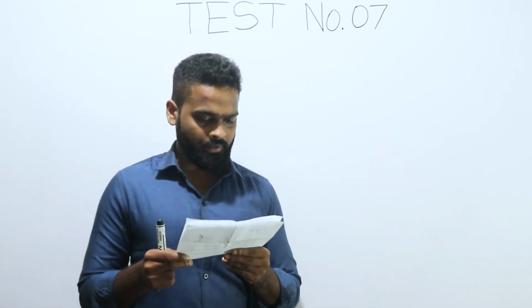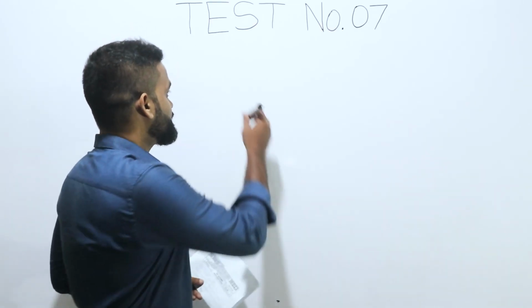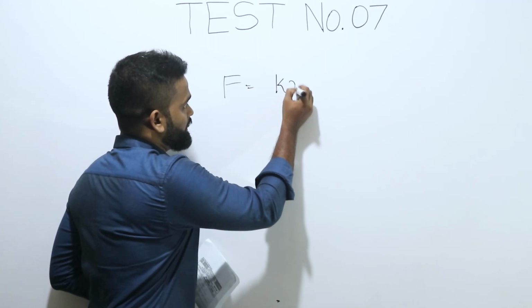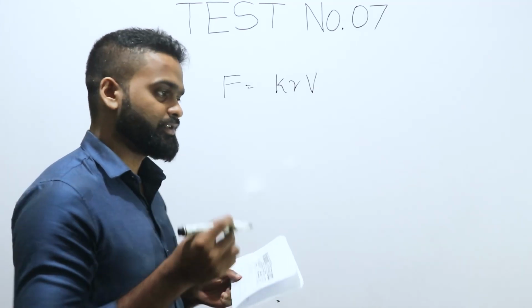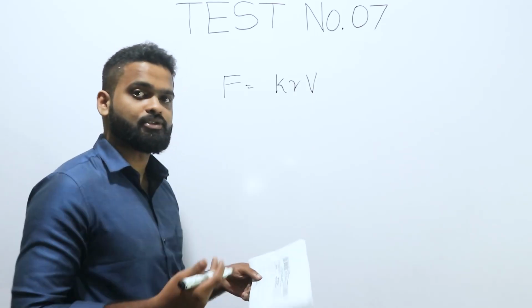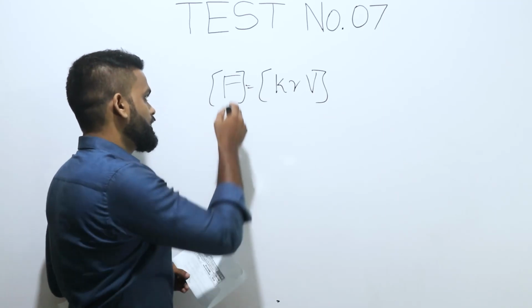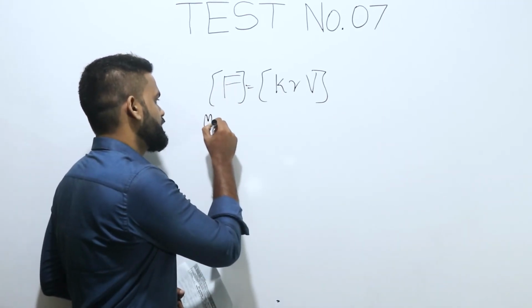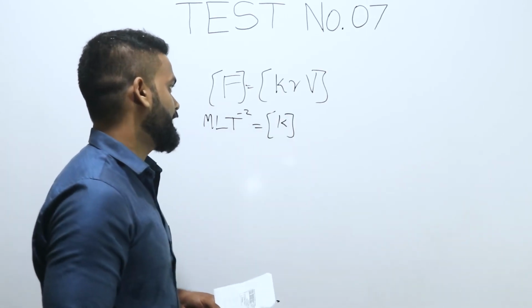The second question. Resistive force, capital F, acting on a ball with radius r at velocity v is given by the equation F equals K r v. The dimensions of K is... so they are asking for the dimensions of K. As usual, you just have to do a dimension analysis. Both sides of the equation have the same dimensions. So the dimensions of force is M L T^-2. They are asking for the dimensions of K.